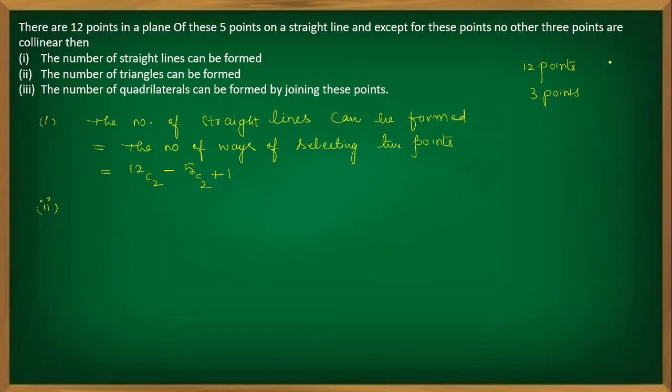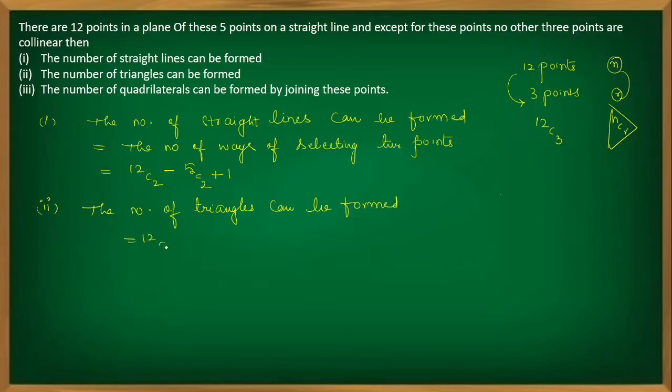From n objects, if you want to select r objects, what is the formula we have? We have nCr. So from 12 points, if you want to select 3 points, it can be done in 12C3 ways. So the number of triangles that can be formed is 12C3. Now once again here we have a problem, because 5 points are collinear.